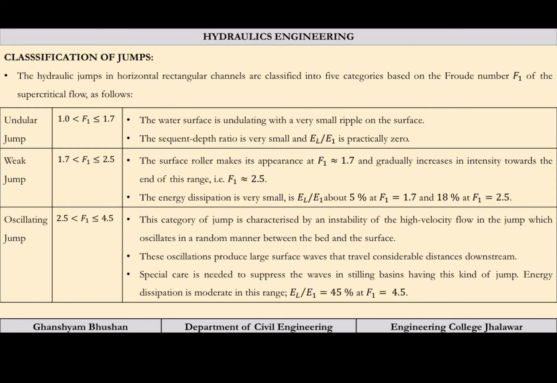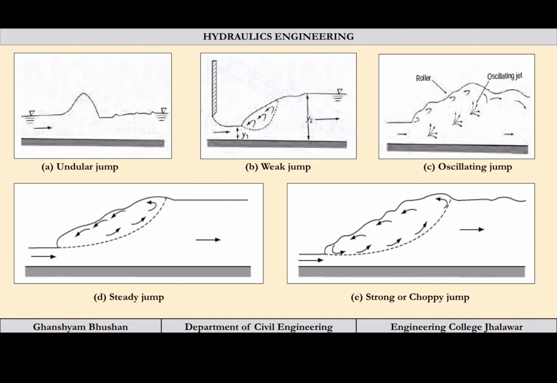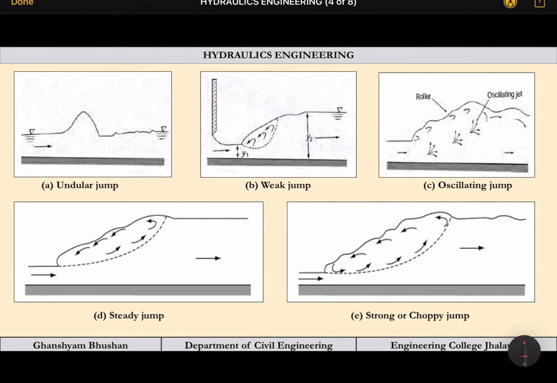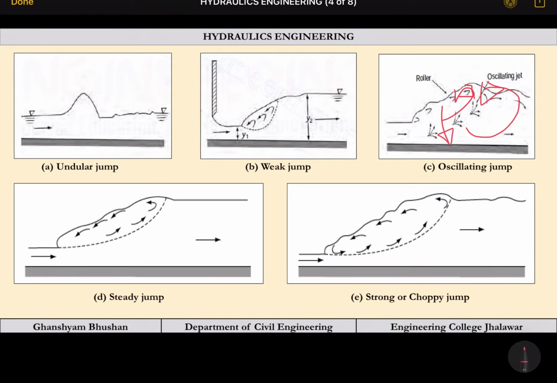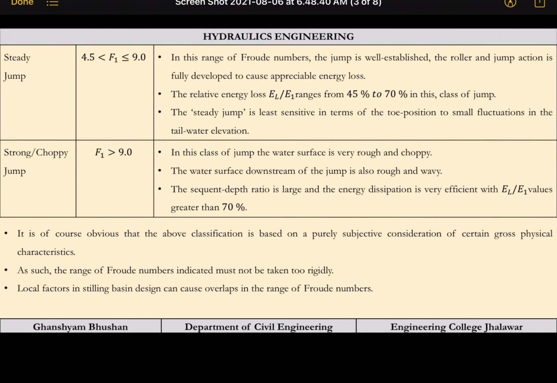So we have to take special care to suppress the waves in a stilling basin having this kind of jump, and the loss is around 45%. This is, you can say, a significant amount of loss due to the jump. So you can see here, these are first reaching the surface, then they are hitting the bed, and in this manner they are oscillating. That is why the name oscillating jump is provided.